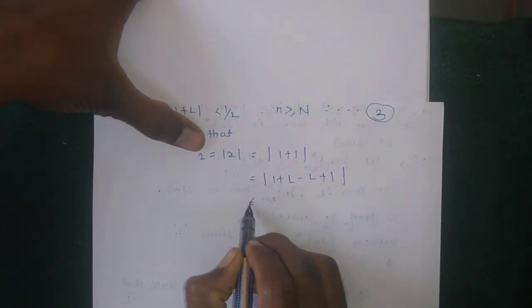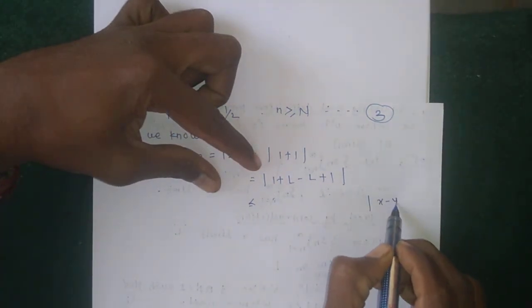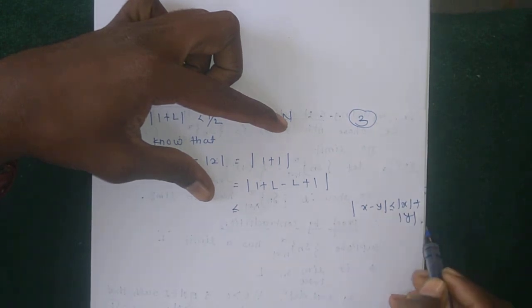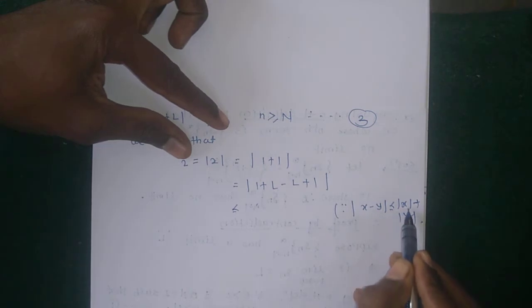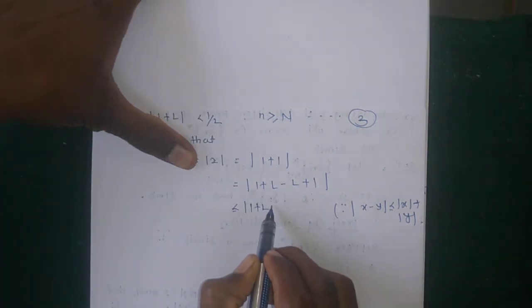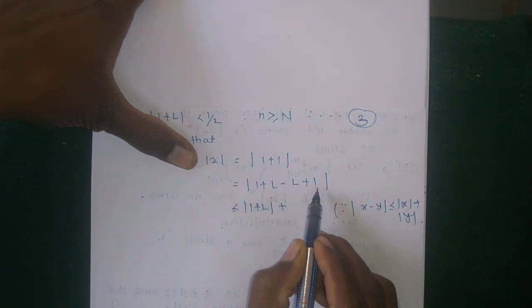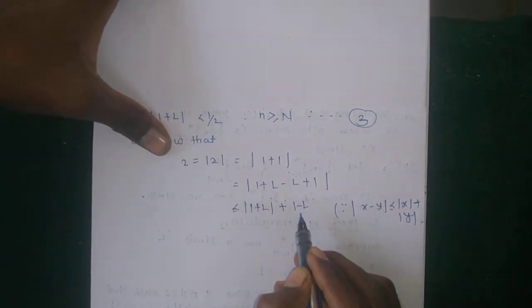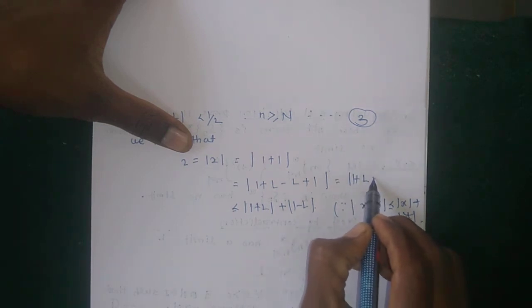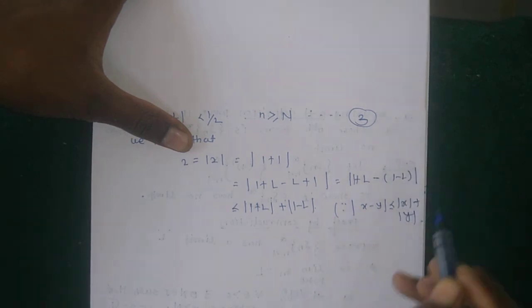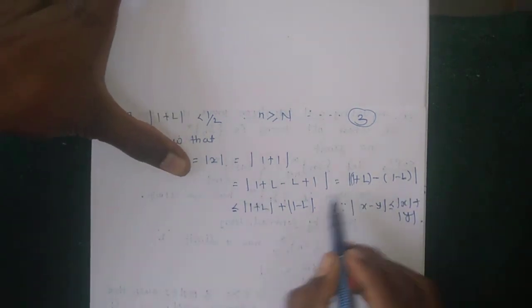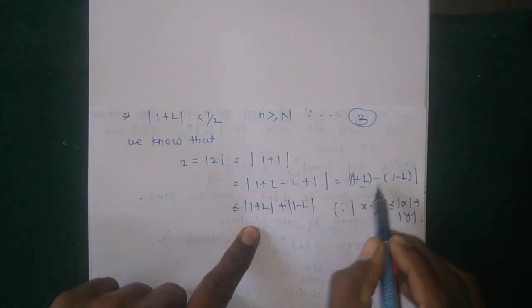Then, using the result mod x minus y is less than or equal to mod x plus mod y, here mod of 1 plus L, and the minus sign is multiplied, so this value is 1 minus L. Written in the form of 1 plus L, the minus sign is common, 1 minus L. So 1 plus L minus 1 minus L, and their modulus, this term is less than or equal to this term.